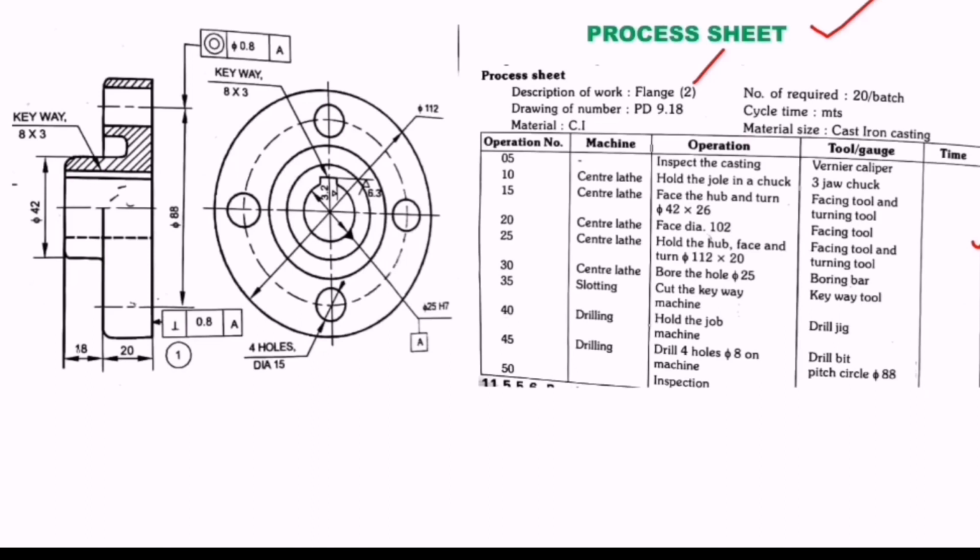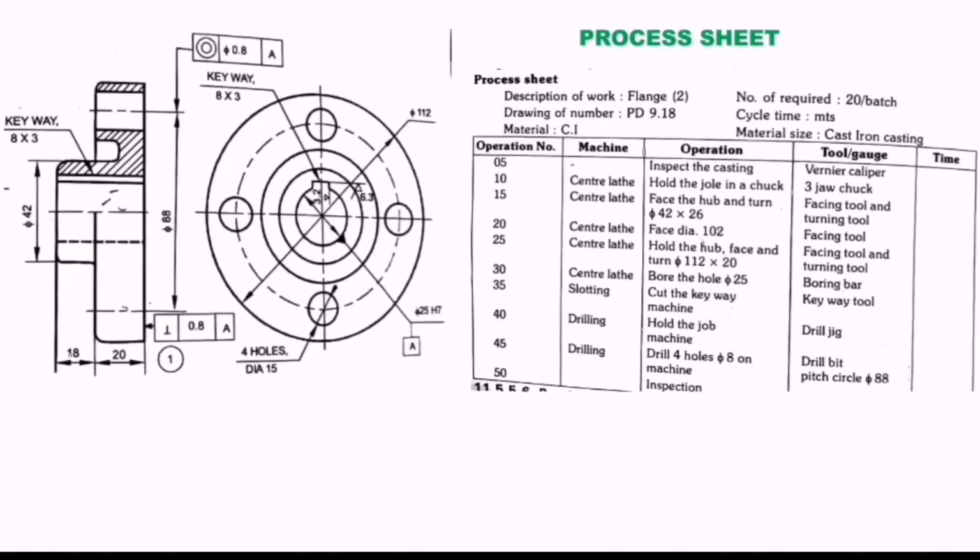First of all, we should draw the table. In the table, the columns are very important: serial number or operation number, machine, operation, tools and gauges, and time. These are the columns, and some information should be provided above the table like description, drawing number, material, numbers required, cycle time, material size. All this information should be indicated above the table.